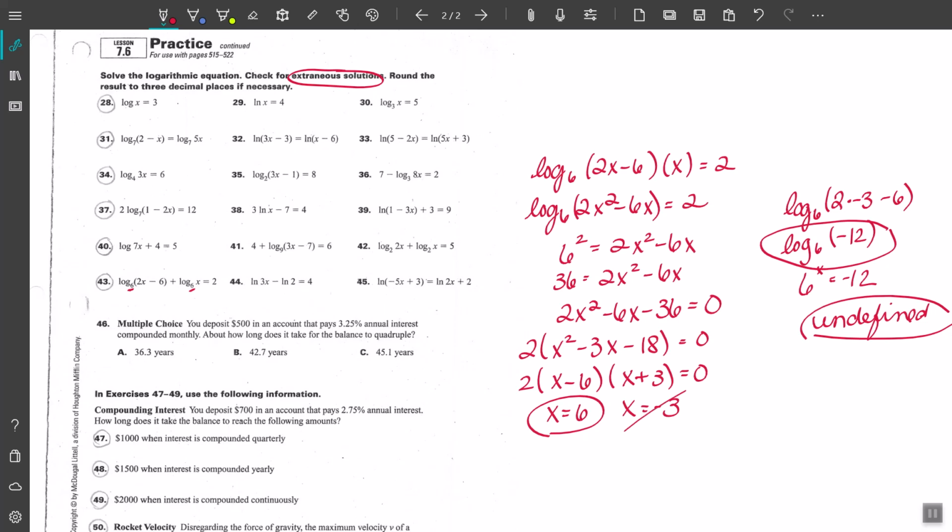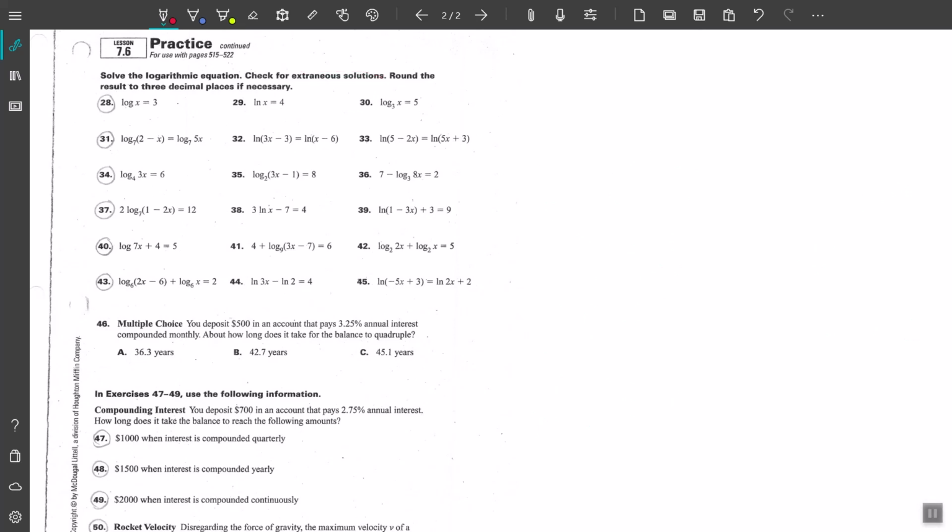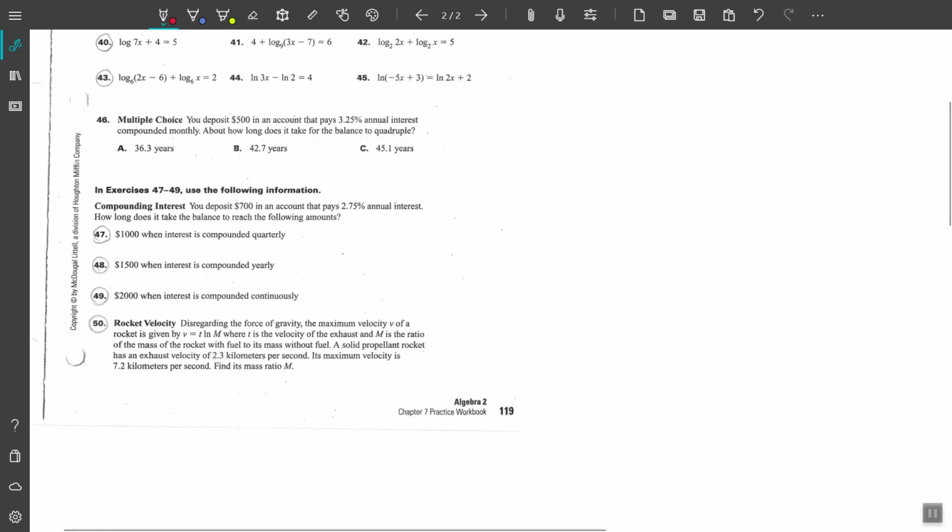You're not always going to be throwing out the negative number, so you can't just assume that. It has to do actually with putting it back into the equation and ending up with a negative in here in the logarithmic form. All right, and then we're going to actually move down to number 50 and do that problem.